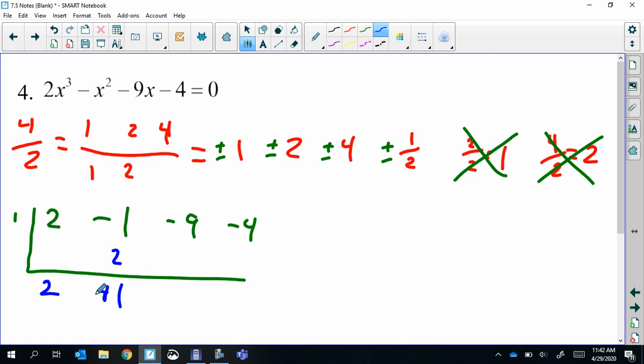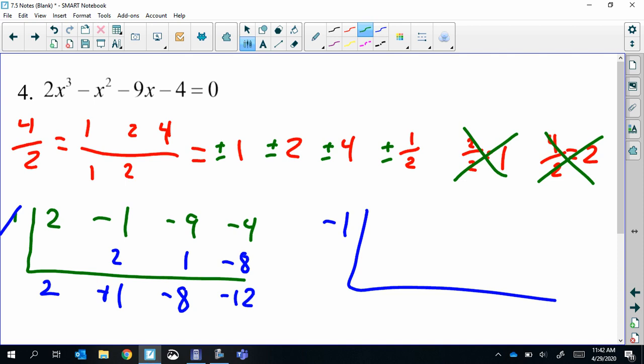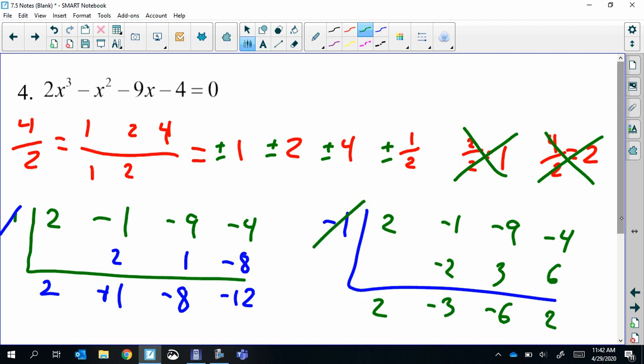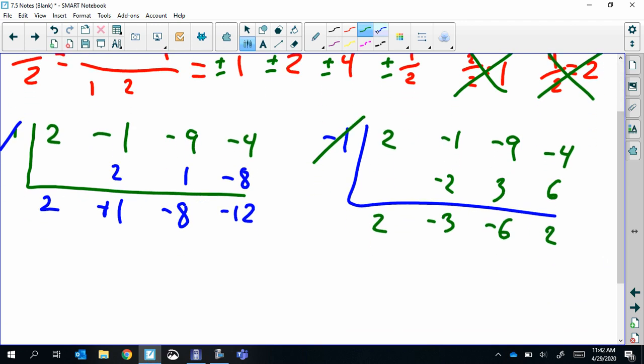That'll be positive 1, negative 8. All right, so that's not it. So 1 doesn't work. How about negative 1? That's not a 0, so negative 1 doesn't work either. So now let's try 2.